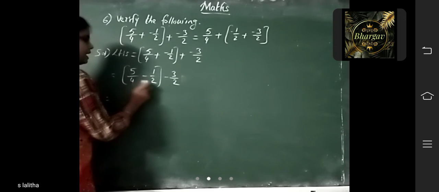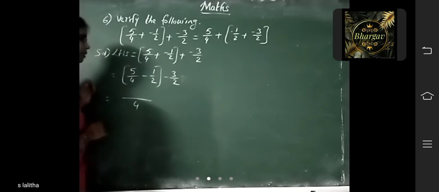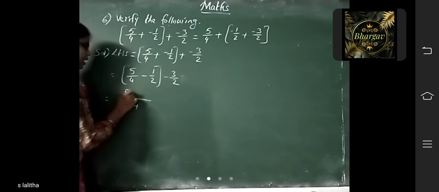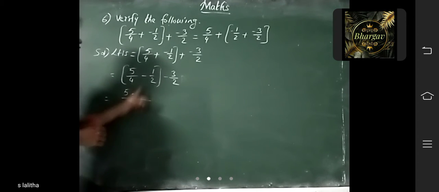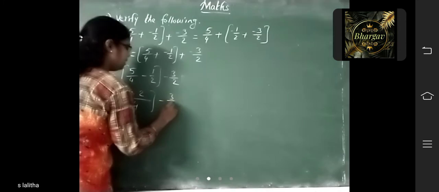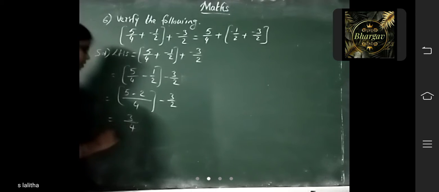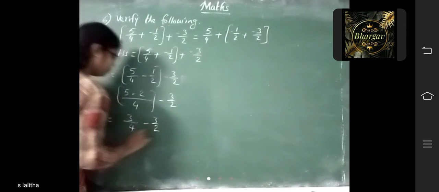Now you should find the LCM for these two, 4 and 2. What is the LCM? 4. Okay. So how many times? 1 time. 1 into 5, 5 minus in the 2 table how many times 4? 2 times. 2 into 1, 2 minus 3 by 2. So 5 minus 2 how much, children? 3. 3 by 4 minus 3 by 2.